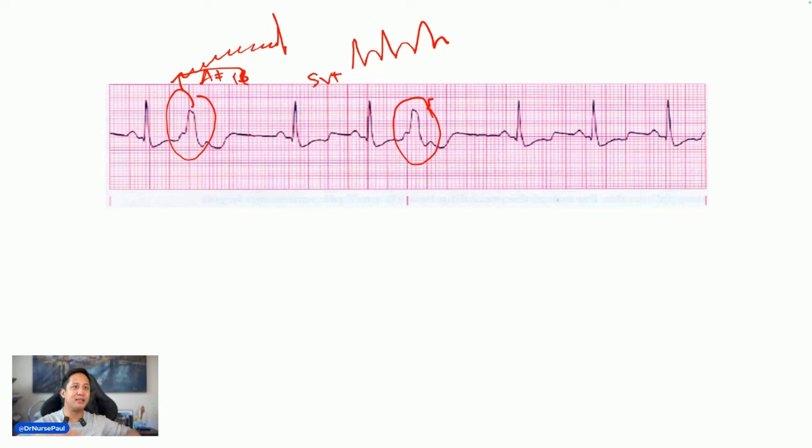SVTs don't have P. It's super fast QRST, QRST, QRST, QRST. That's SVT. Anyway, go back to the video later, Abigail, and compare those pictures, okay?